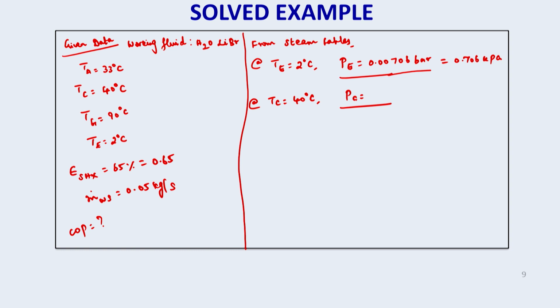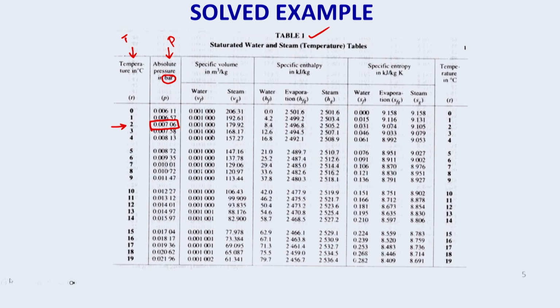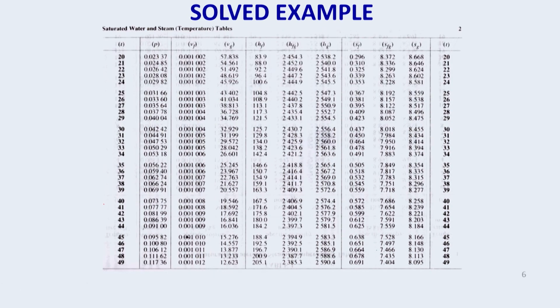Similarly, the condenser pressure can be found corresponding to 40 degrees centigrade. This is from the first page, from 0 to 19. So next one is 40. 40 is here. Again, this is temperature. This one is pressure. So corresponding to 40, the value is 0.07375.